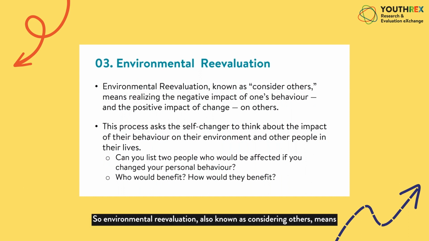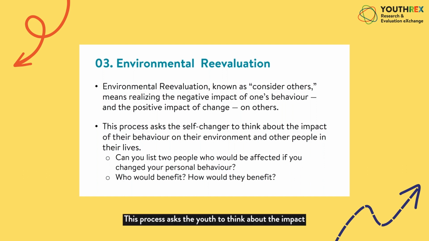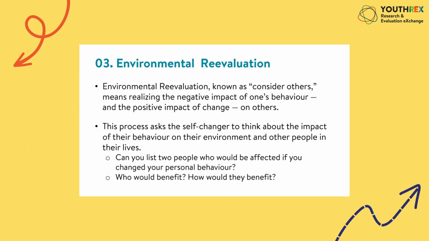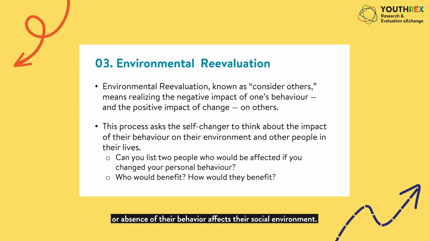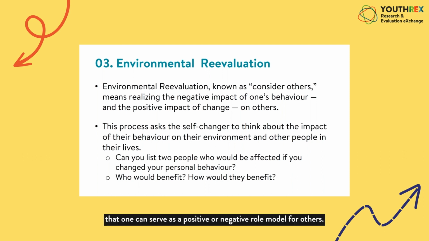So environmental reevaluation, also known as considering others, means realizing the negative impact of one's behavior and the positive impact of change on others. This process asks the youth to think about the impact of their behavior on their environment and other people in their lives. It encourages youth to think about how the presence or absence of their behavior affects their social environment. It can also include the awareness that one can serve as a positive or negative role model for others. So things like empathy training and documentaries and family interventions could lead to such reassessments. Questions that you can ask youth to support their environmental reappraisal could include things like, can you list 2 people who would be affected if you changed your personal behavior? Who would benefit and how would they benefit?